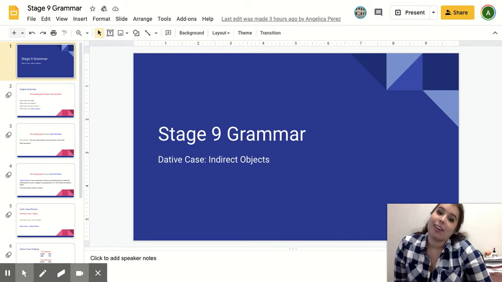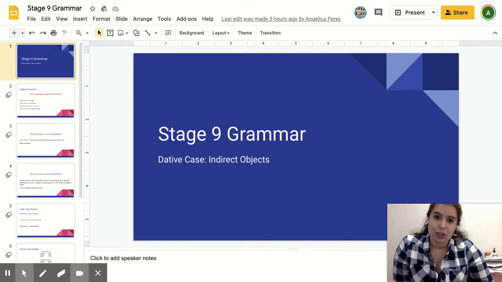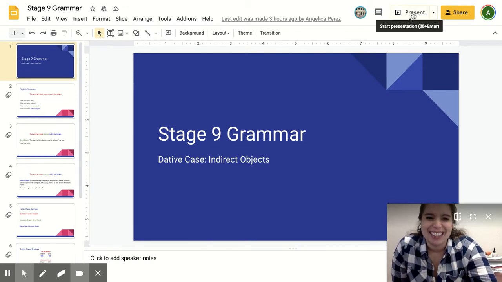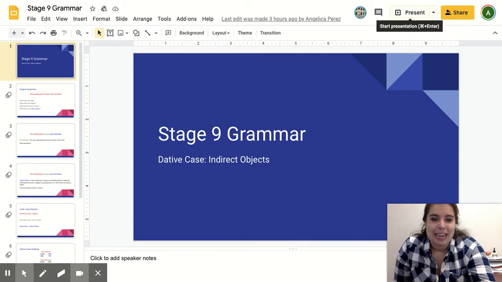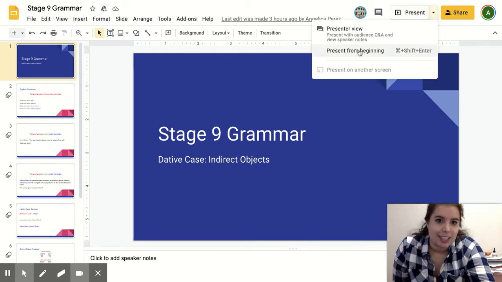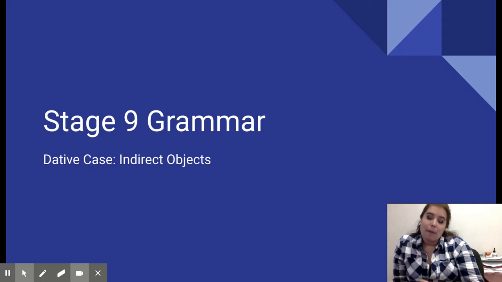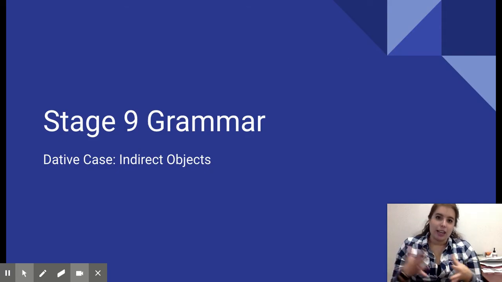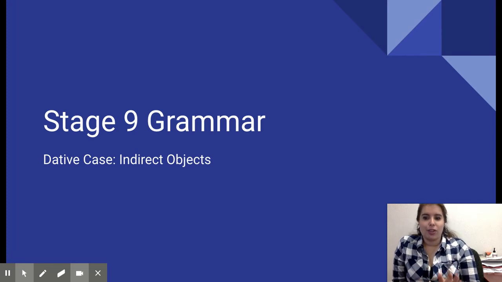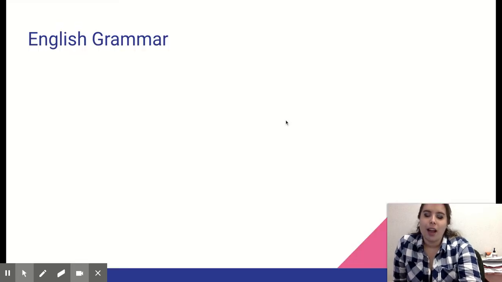This week we are in stage 9 of our Cambridge Latin course, and we've got some new grammar to learn. So bear with me and we'll get started. Some new noun grammar specifically. Stage 9 grammar, we're learning about indirect objects and the dative case today. So we've got a new noun case. So let's just quickly do a little bit of English grammar review first.